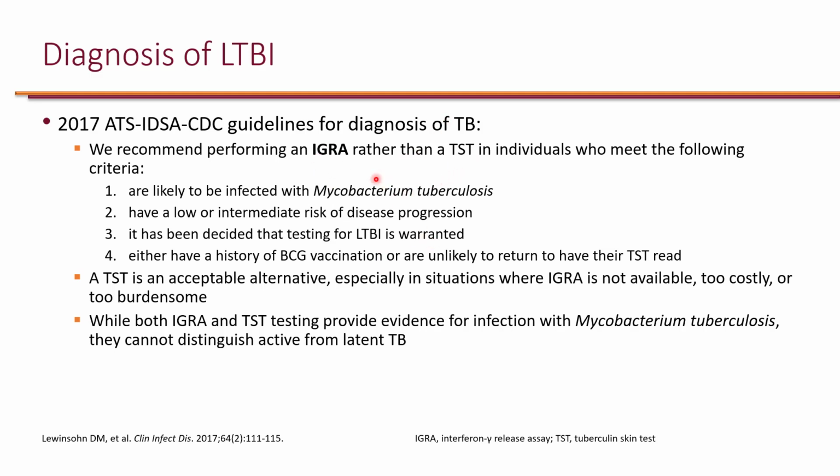Now, having said that, IGRA is typically more expensive and also may not always be readily available. So the TST is an acceptable alternative if the patient does not have access to IGRA. Now, these two tests will test positive in both latent tuberculosis as well as active tuberculosis. So really what distinguishes active from latent is the absence of symptoms.